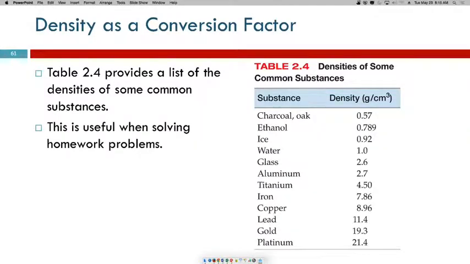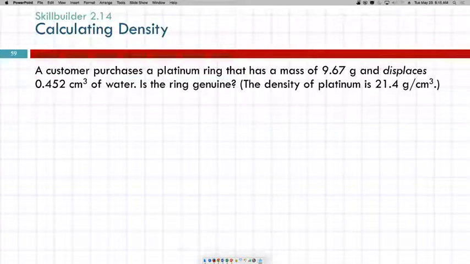Oops. Double oops. Twitchy fingers this morning. So here we have a mass. And when it says it displaces this much water, the word volume doesn't come into this problem at all, does it? It doesn't say anything about the volume.